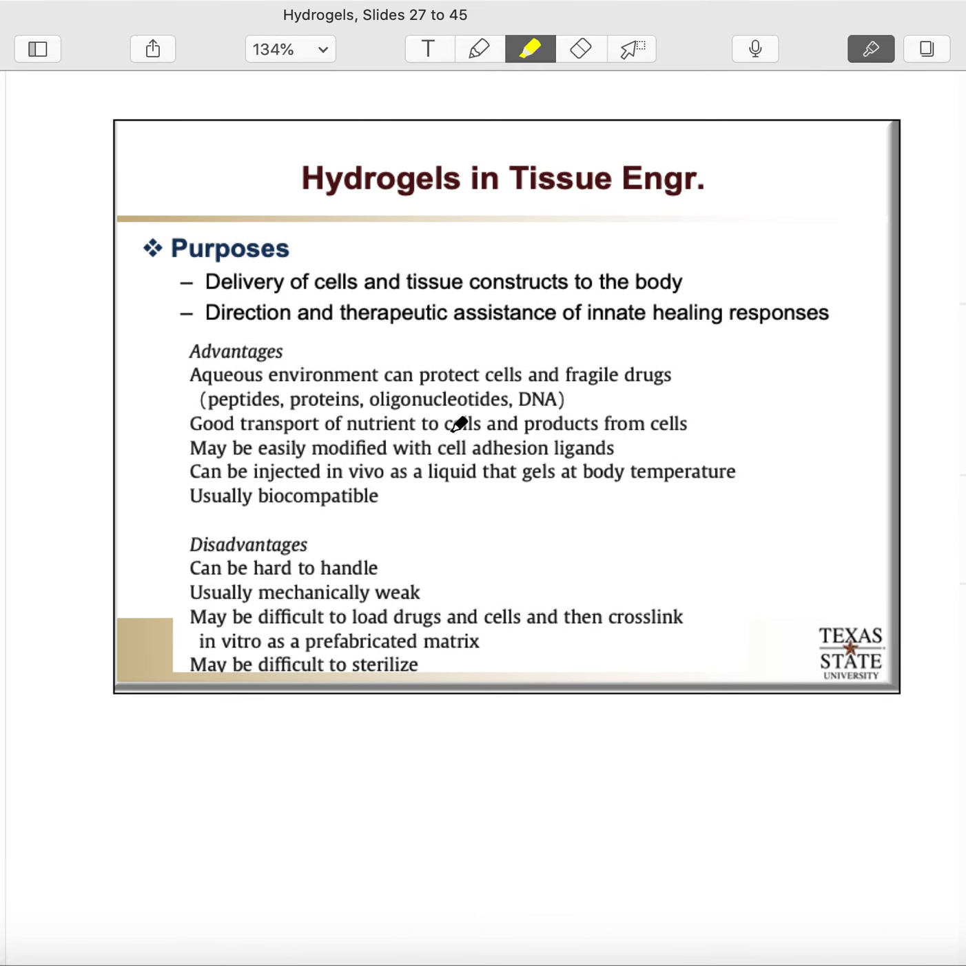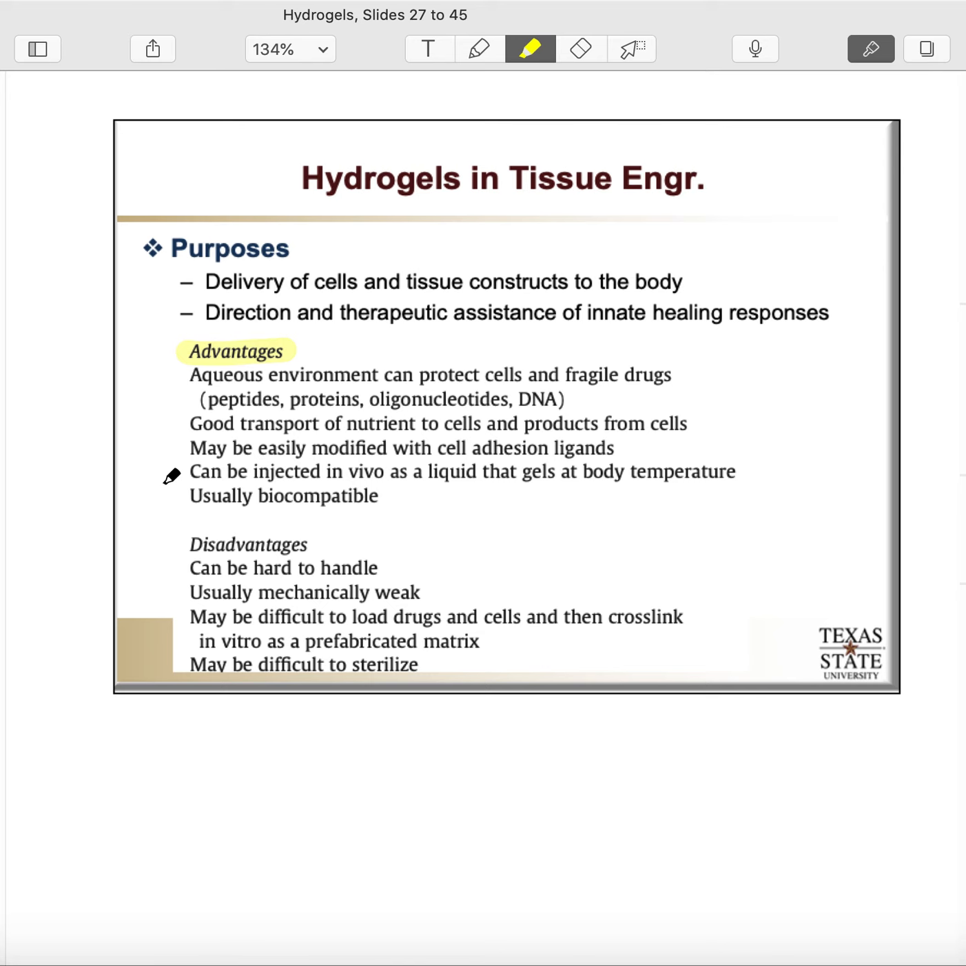And some of them are listed here again. We can use them for the delivery of cells and tissue constructs to the body. We can use them to direct and provide therapeutic assistance for wound healing purposes. And the advantages are the fact that hydrogels have a high water content that can maintain the viability of cells and fragile drugs such as proteins or oligonucleotides. They have good transport for nutrients and metabolites to be able to come in and out. They can be easily modified to include cell adhesion peptides, as we already talked about.